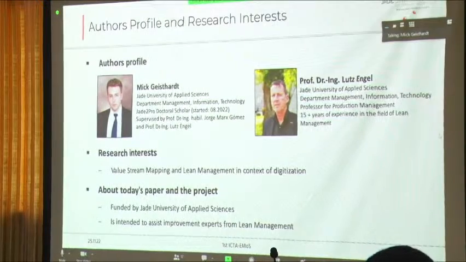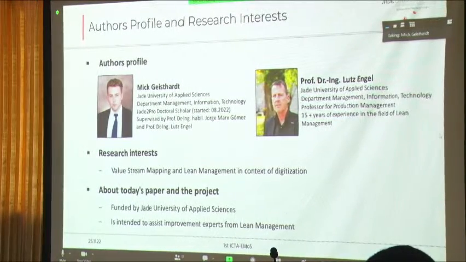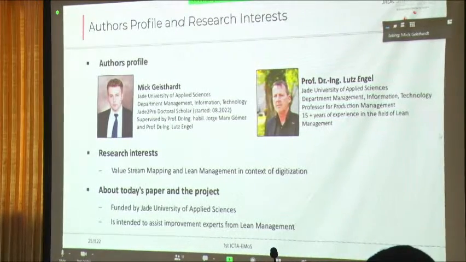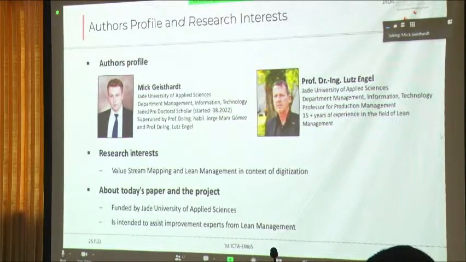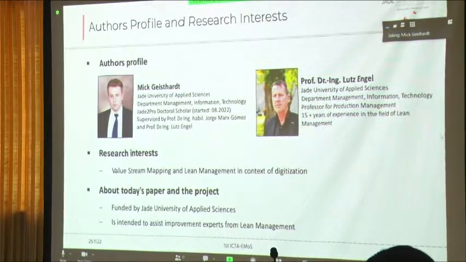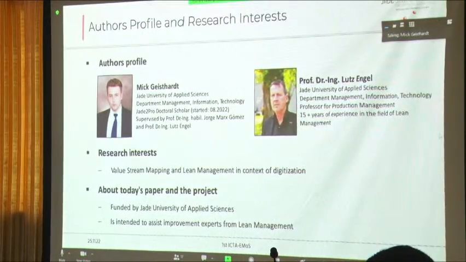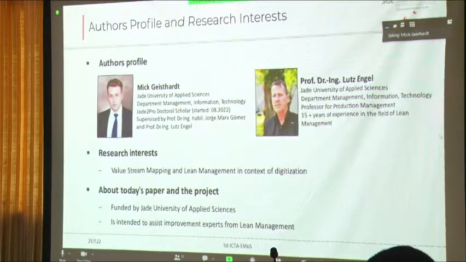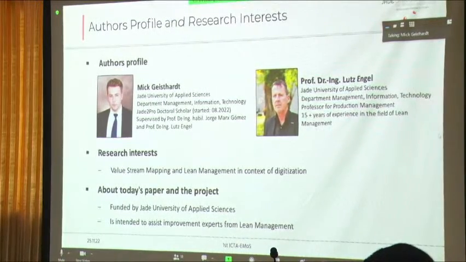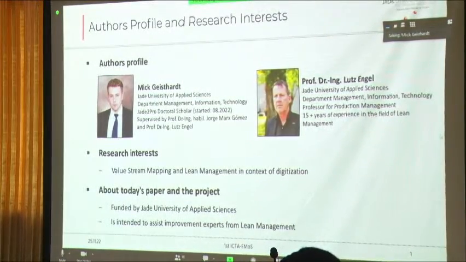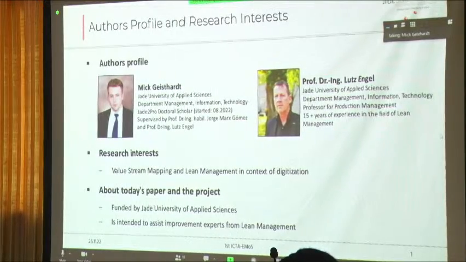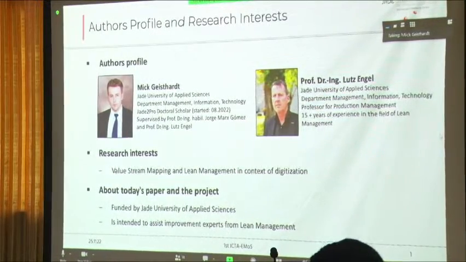About my paper and project, my project is of course funded by the Yale University of Applied Science, and it's especially relevant for improvement experts or lean managers who come to the edges of their capacities with rising automation and increasing complexity of data. So let's hop into the presentation.